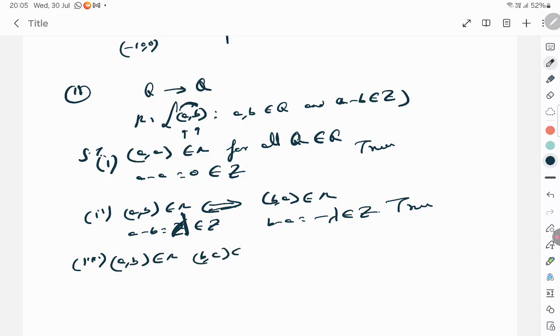So let's go to the third one, which is (A, B) is an element of R and (B, C) is an element of R has been given, which means A minus B is equal to lambda, B minus C is equal to mu. Assume some constants lambda and mu. Does it imply (A, C) is an element of the relation?